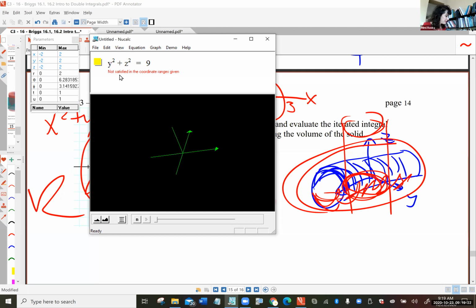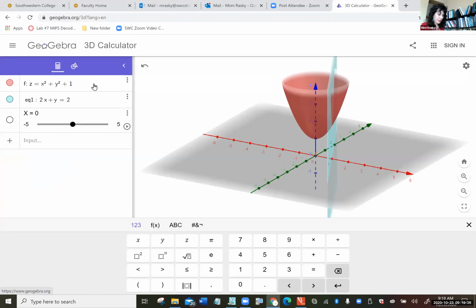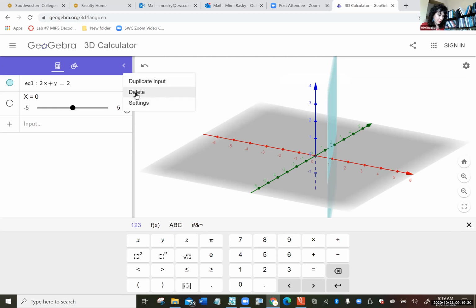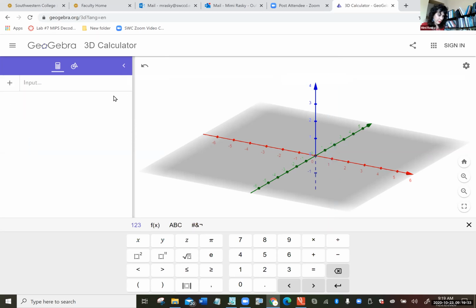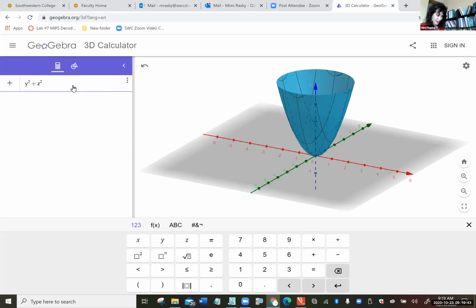That's unfortunate. Let's go to GeoGebra and see if it's going to be happier. Interesting. Everybody's saying, nope, I don't want to graph that. Not my job. Okay. Right on. Let's see if this guy is going to let us do it. I don't know. Oh my goodness.